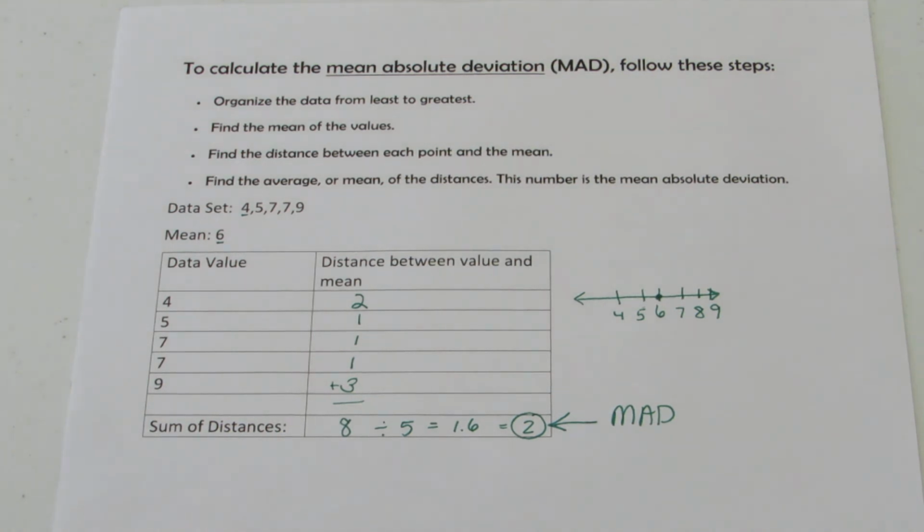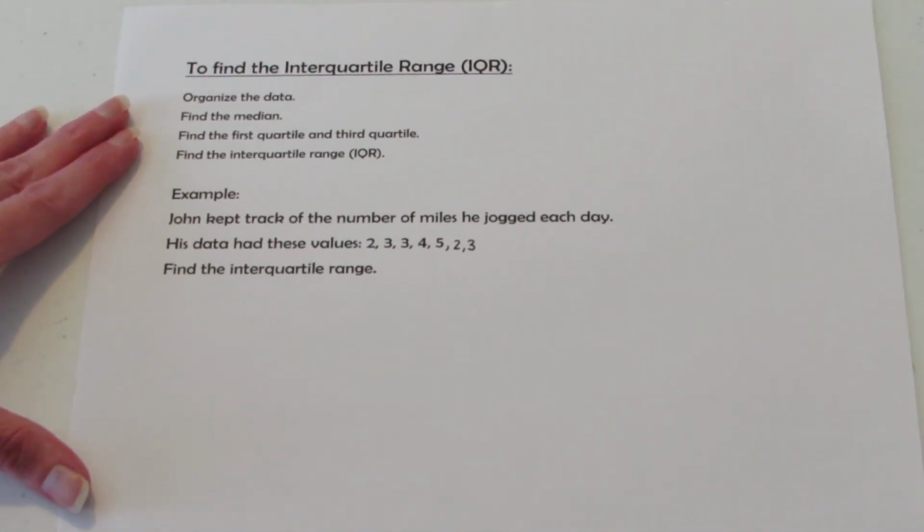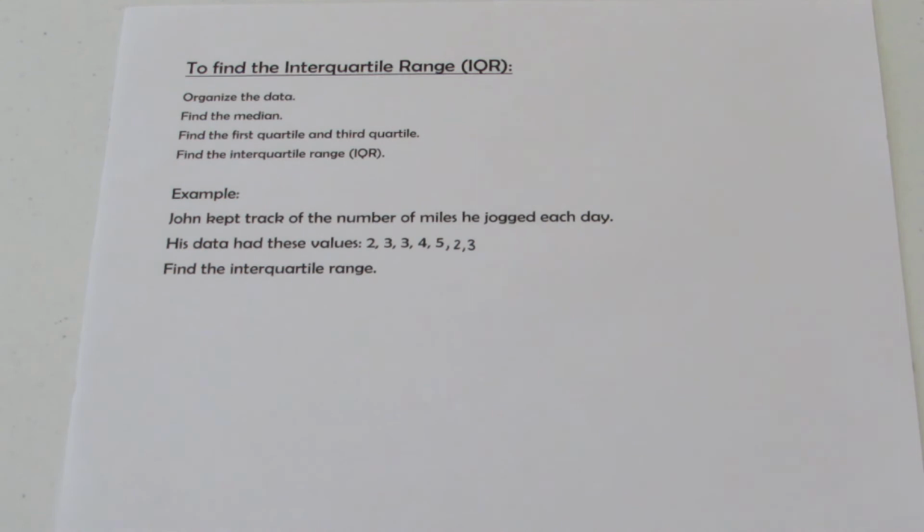All right, the next measure of variability is the interquartile range. And the word quartile that you hear in that should sound familiar. We talked about quartiles when we were talking about box plots. And range should also sound familiar. We talked about that a few lessons ago too.